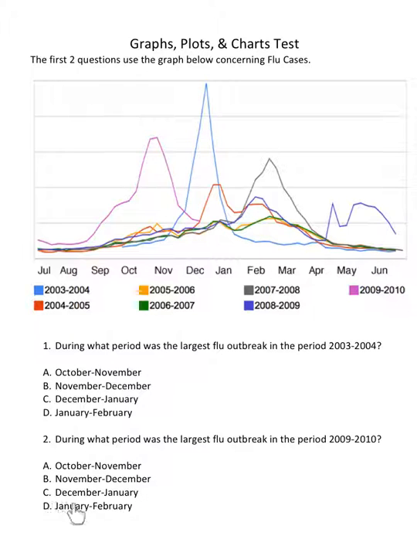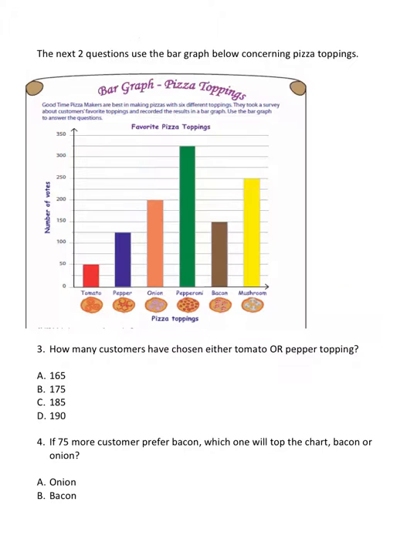C. December-January, D. January-February. The next two questions use the bar graph below concerning pizza toppings. Number 3. How many customers have chosen either tomato or pepper topping? A. 165, B. 175, C. 185, D. 190.